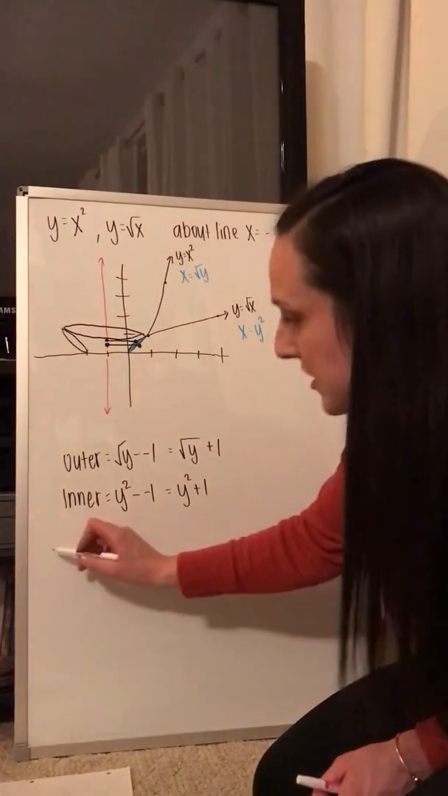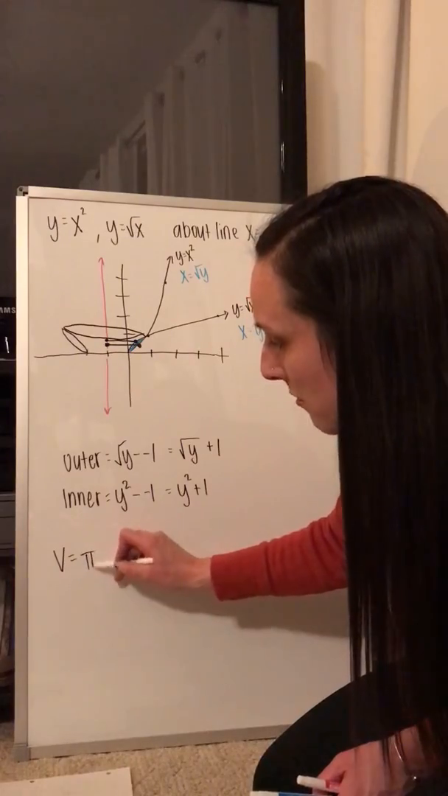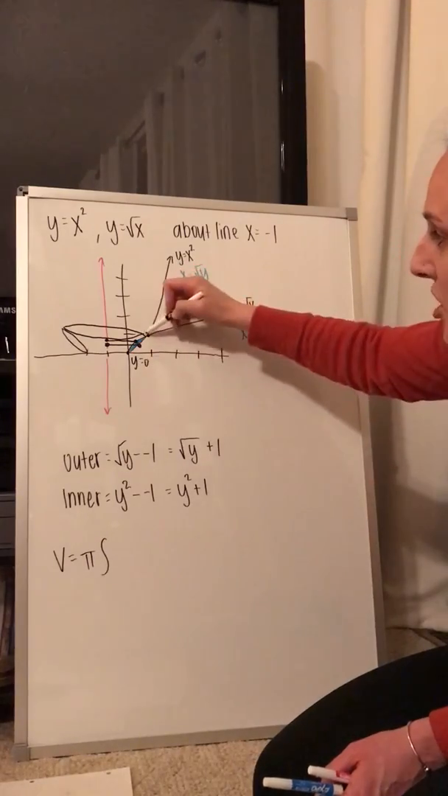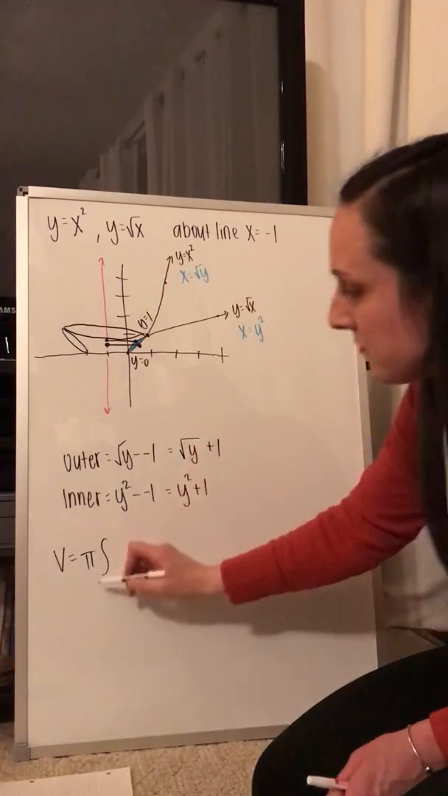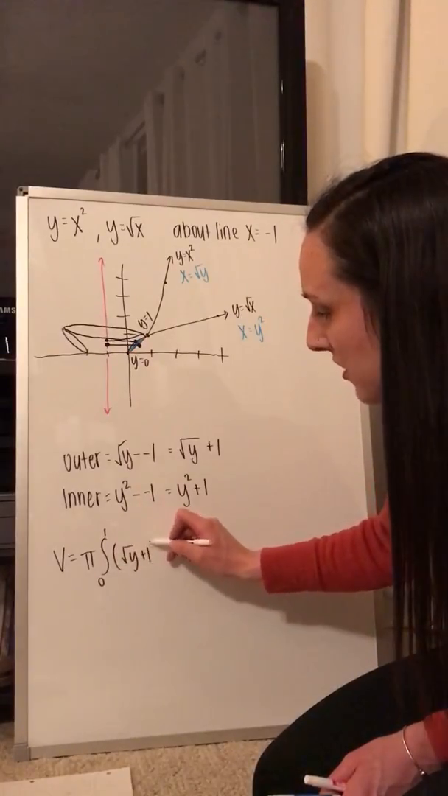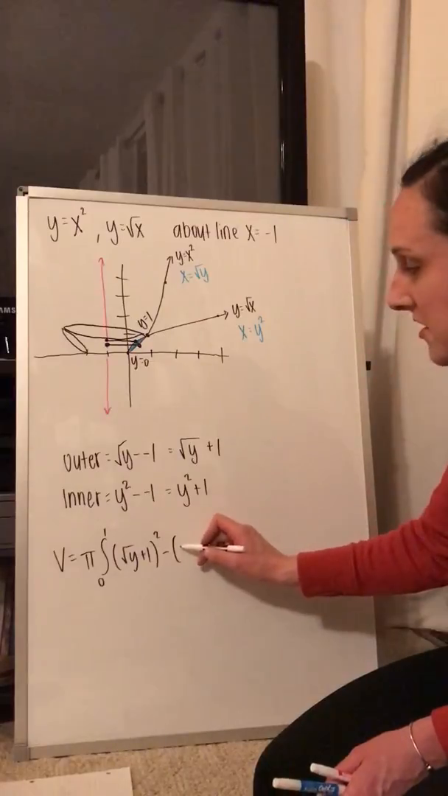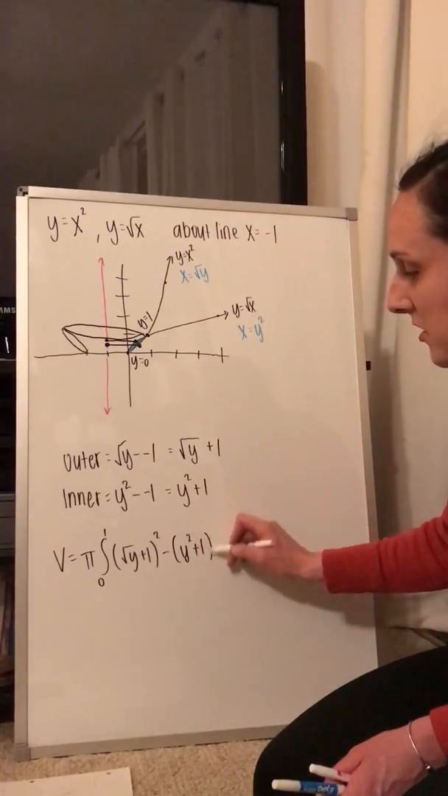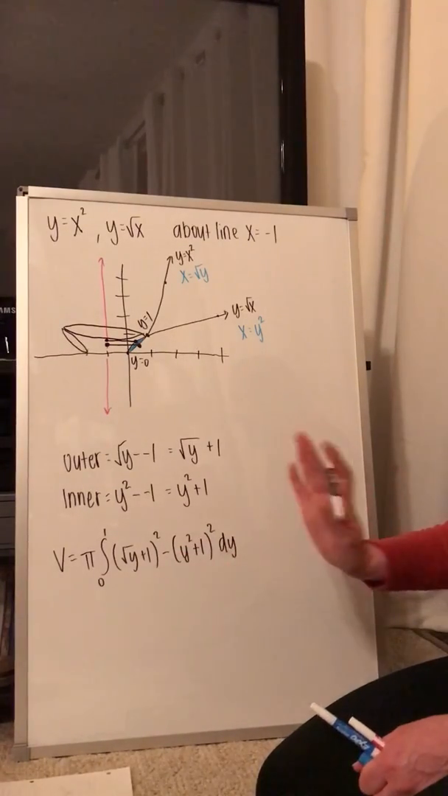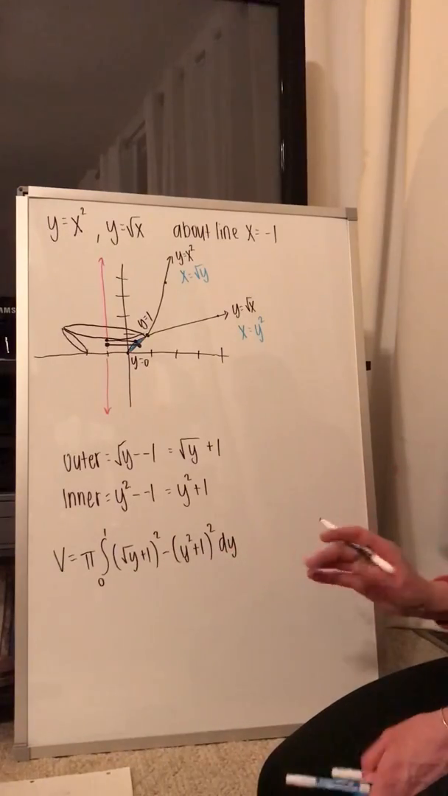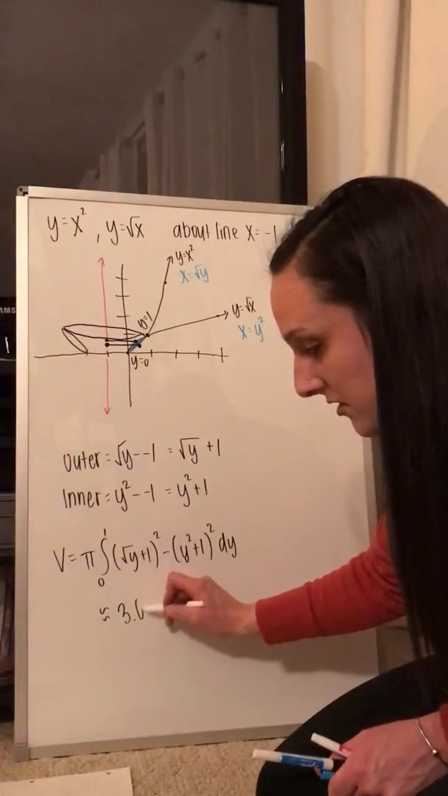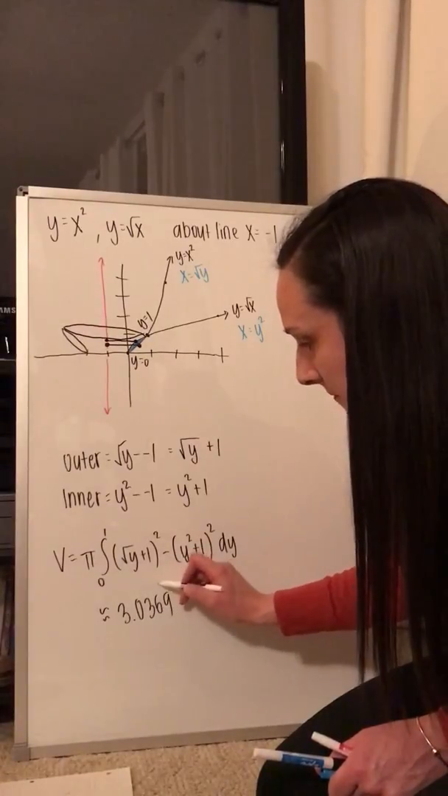All right, so let's talk about this integral. So volume is going to be equal to pi times the integral from here. I'm starting at a y value of 0. Up here, I'm meeting at a y value of 1. So 0 to 1. My outer radius, square root of y plus 1, squared, minus the inner radius of y squared plus 1, squared, dy. Not much I can really clean up here unless I want to FOIL things out, and I'm not going to. I can just use my calculator to help me evaluate. So the volume here should be approximately 3.0369.